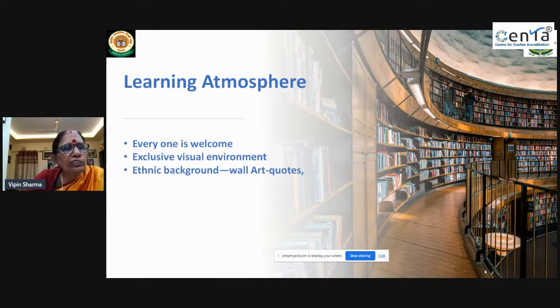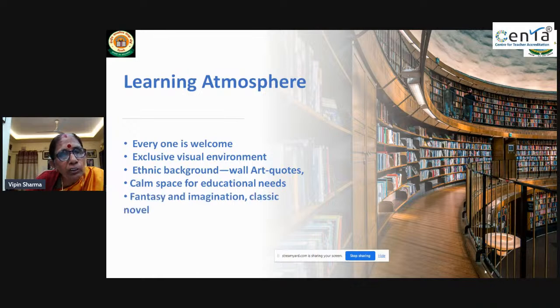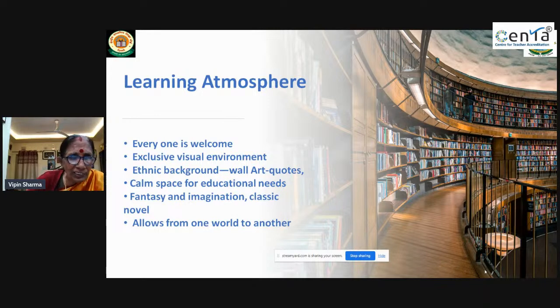Everyone is welcome. Inclusive visual environment, ethnic background, wall art quotes. Wall art quotes can be for small children. Calm space for educational needs, fantasy and imagination. This is for the small children. There should be three libraries. One for the students of KG to 5 or nursery to 5, it depends on the school. All these can be there. Wall art quotes, calm space, fantasy imagination, classic novels, short, small, with pictorial novels, I should say. Allow them to go from one world to another, world of fantasy, okay, for small children. Make such a library, okay.